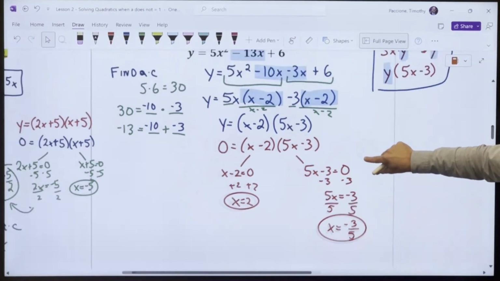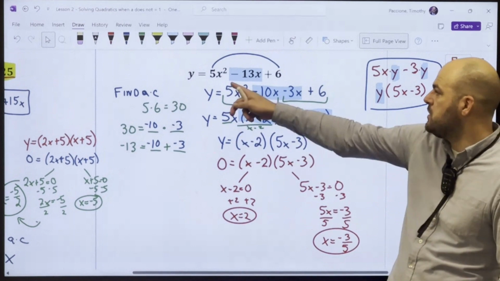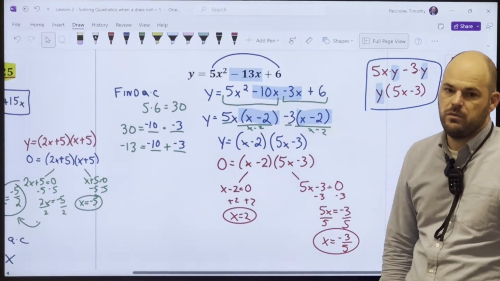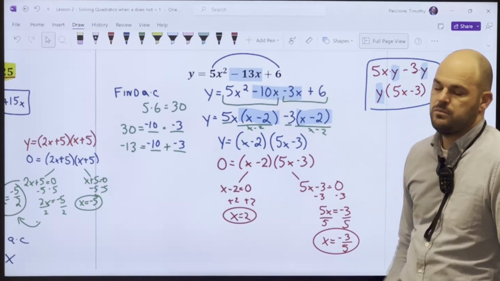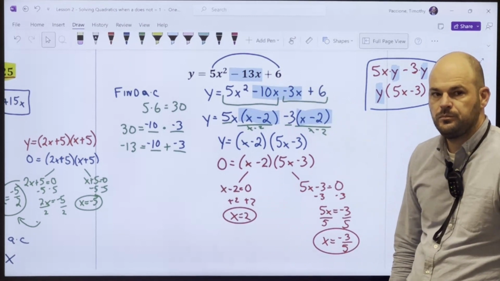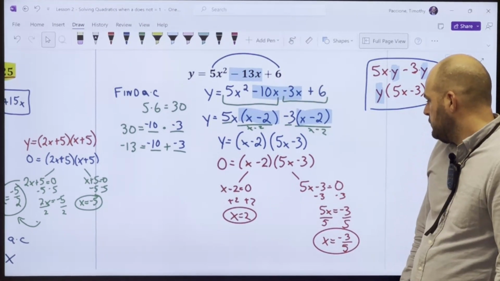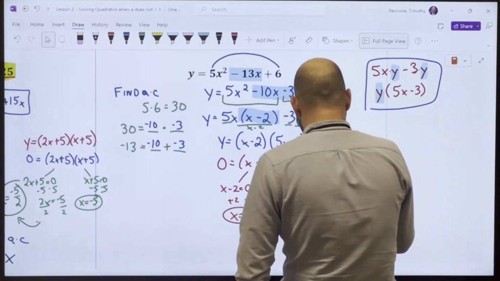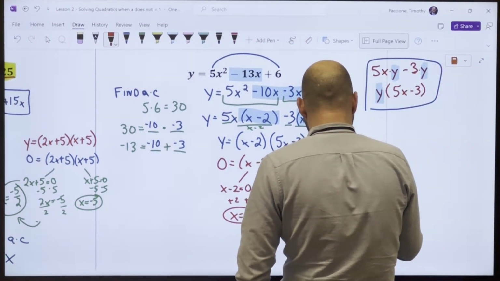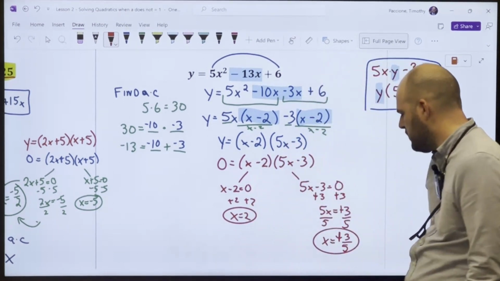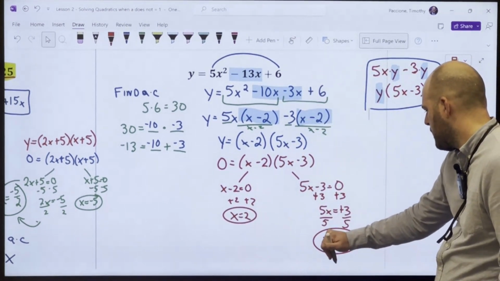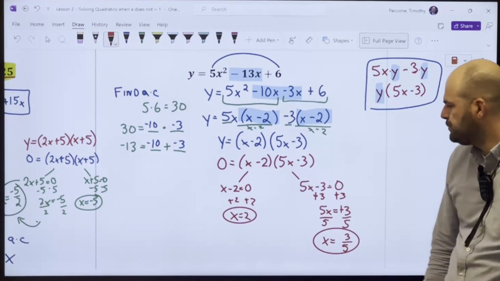Now I have the two answers. The two things that, if I plug them into that, I would get 0. That's what we're always looking for: what are our solutions to this question? You subtracted 3. Oh, I meant plus 3, thank you. Plus 3, plus 3. Yeah, so just 3/5. Thank you.